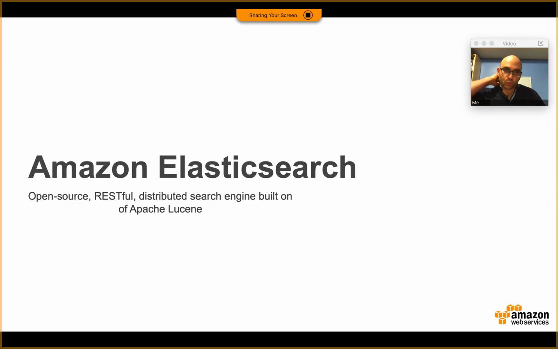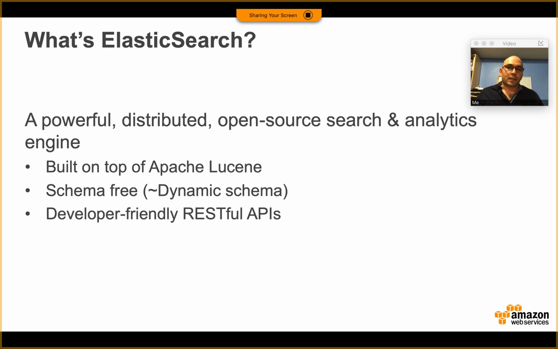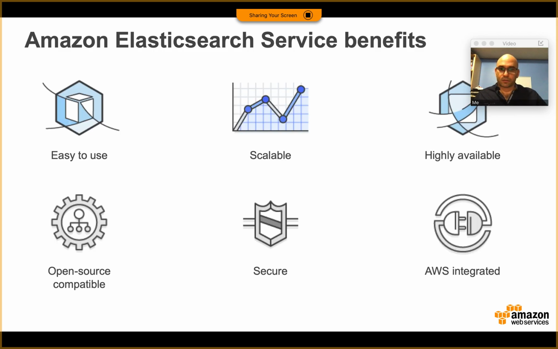Elasticsearch is an open source RESTful search engine, and it's built on Apache Lucene. One other service you might be familiar with or have heard of is Solr, which is also Lucene-based. Amazon Elasticsearch is, in my opinion, a newer, improved version of that. So what's Elasticsearch? It allows you to store a whole bunch of text and search that text in an efficient manner. It's really developer friendly, and it provides RESTful APIs for you. It's easy to use, scalable, highly available, and secure.